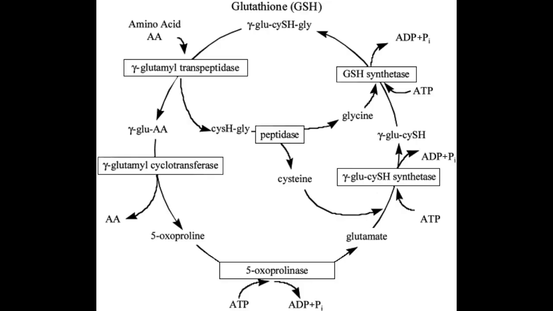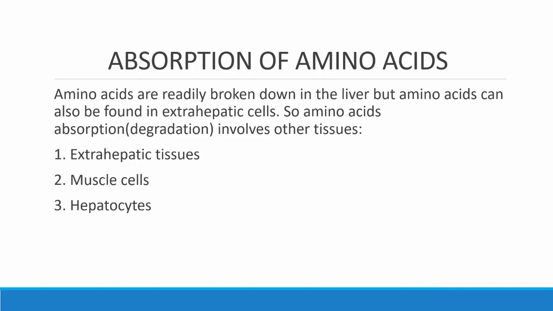So now this is also an image that depicts what I just explained earlier, but shows a peptidase that actually helps in cleaving the cysteine and glycine to form cysteine and glycine. Now we're talking about absorption of amino acids in different tissues in different parts of the body: the extrahepatic tissues, the muscle cells, and then the hepatocytes, which are the liver cells. So now amino acids can be found in different parts of the body.